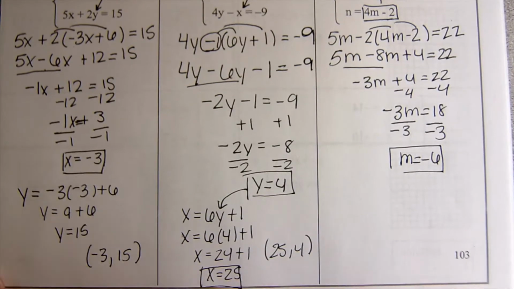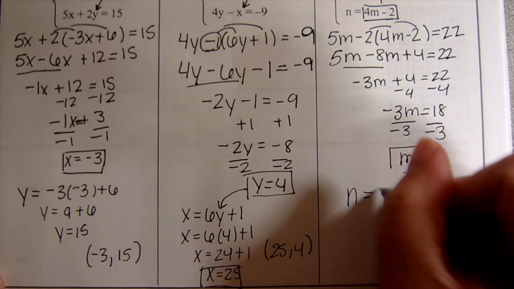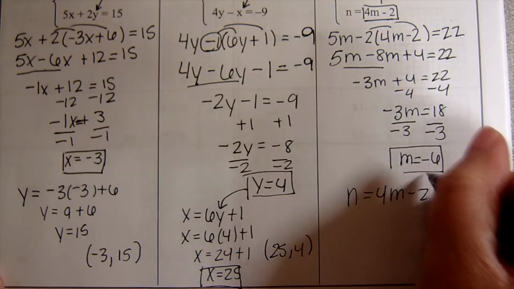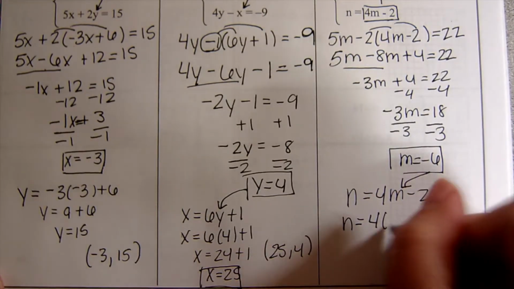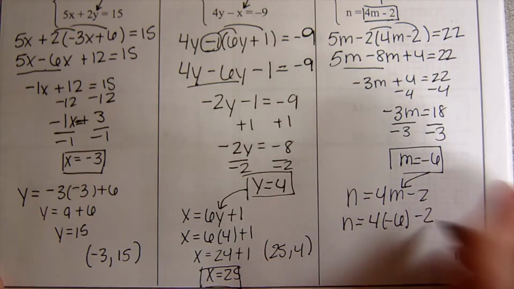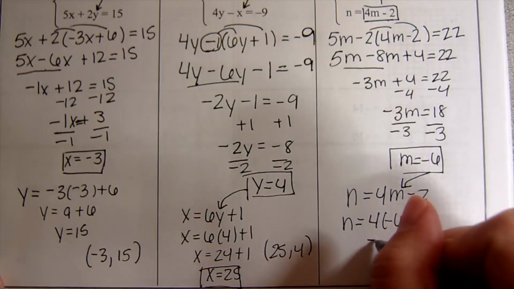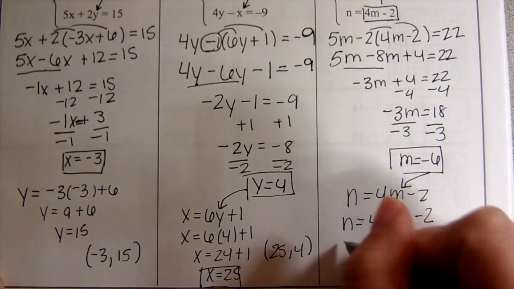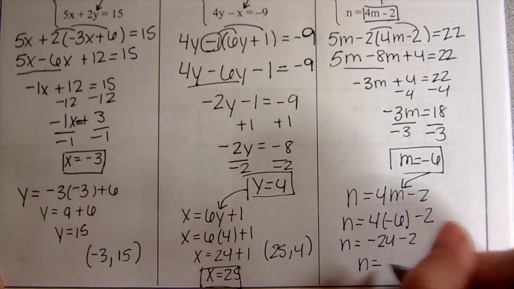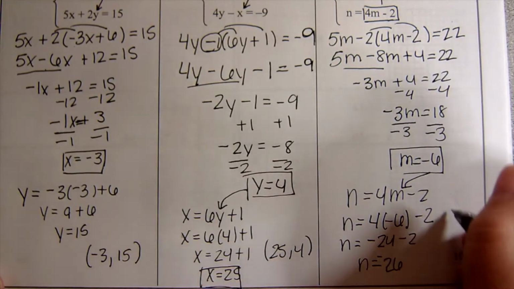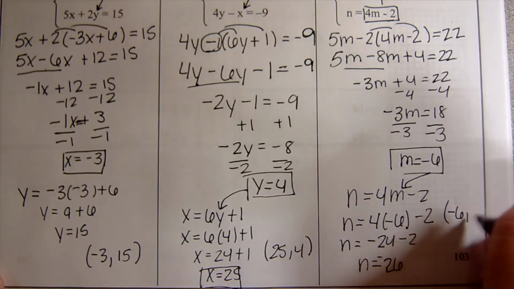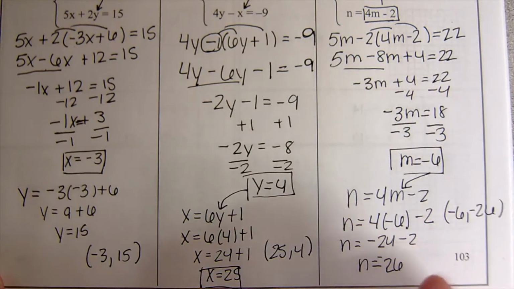And then we find n. So n equals 4m minus 2. Plug that in for m. So n equals 4 times negative 6 minus 2. So negative 24 minus 2 is negative 26. So what is my ordered pair? Negative 6, negative 26. Raise your hand if you got all three right.